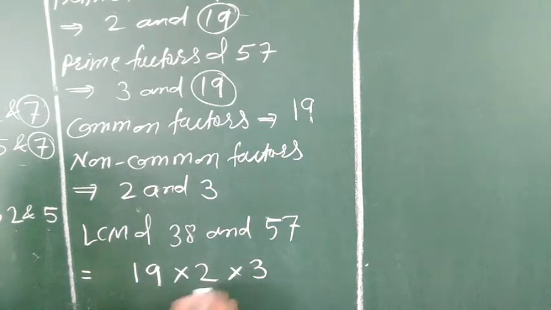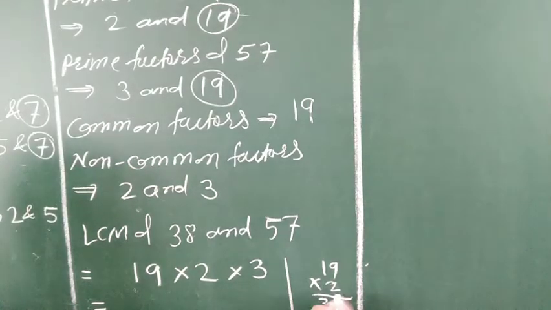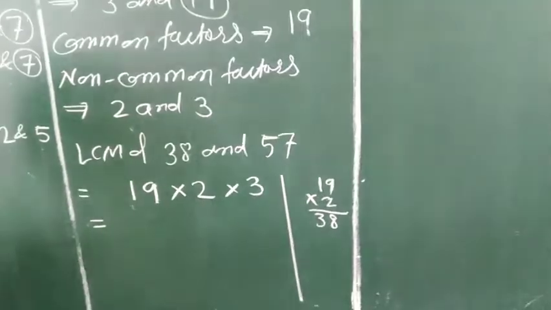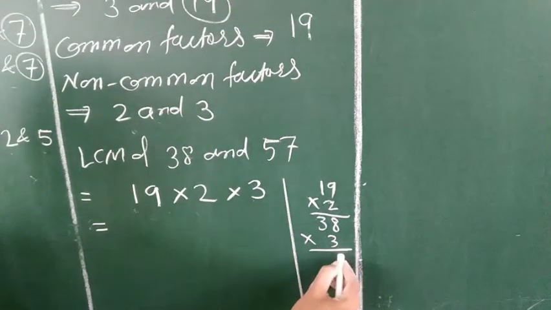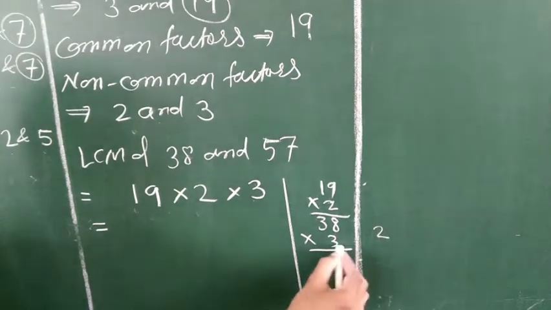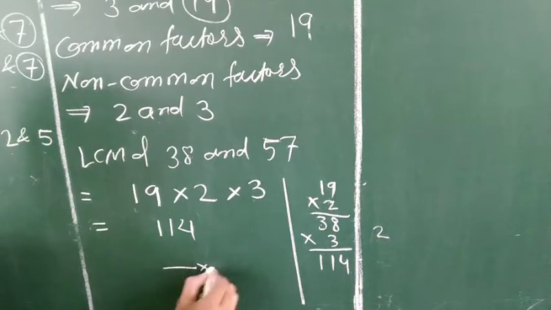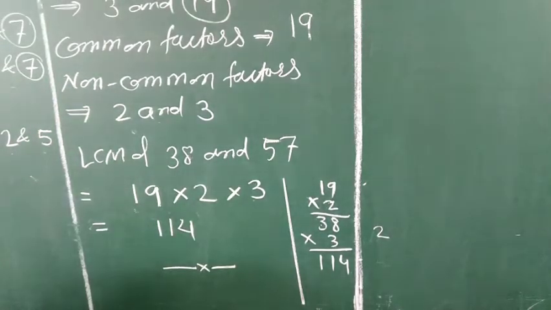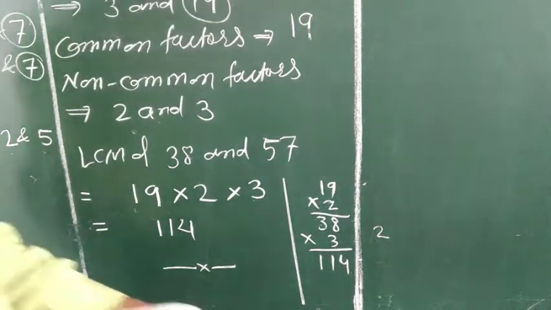तो into and into कीजिए. अब 19 into 2 कीजिए तो it is 38. 19 into 38. Now into 3 कीजिए. 3 8s are 24. Carry 2. 3 3s are 9 plus 2 11. It is 114. So this way 114 is LCM of 38 and 57.